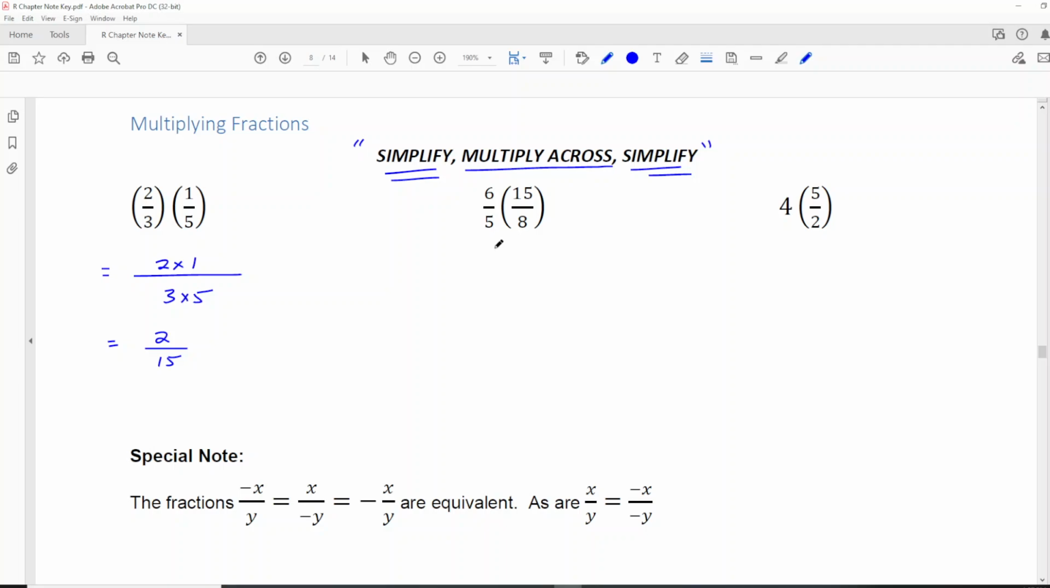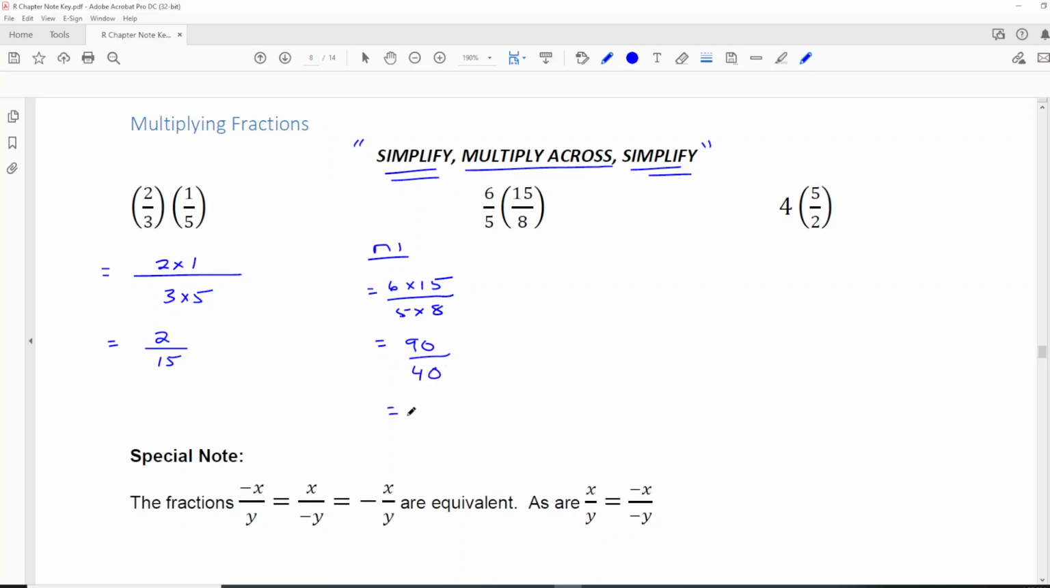Well, let's move on to the next one. So let's say I did this one just simply by multiplying across. Let's call this one method 1. I'm just going to skip the simplifying to begin with. I'm going to multiply across. When people first start doing math, this is generally the way they do it. So I'm going to go 6 times 15, so my numerator would be 6 times 15, and my denominator would be 5 times 8. 6 times 15 is 90, and 5 times 8 is 40.